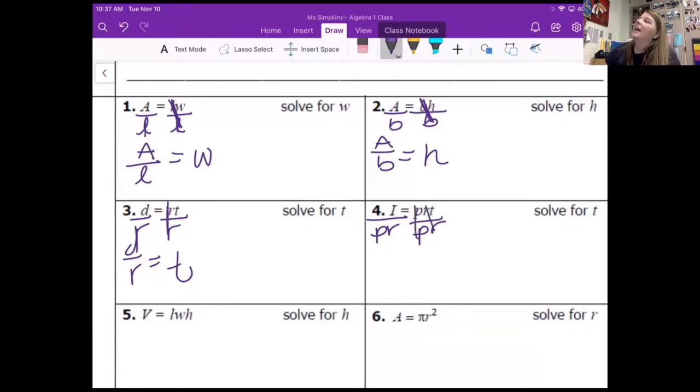So on the right-hand side, we're left with just T. On the left-hand side, we have I in the numerator and P and R in the denominator.